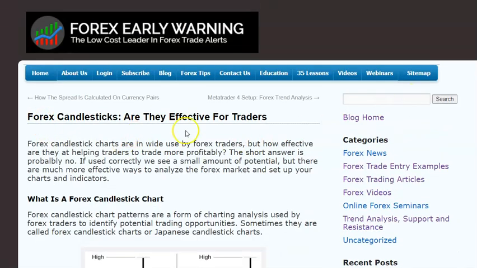So, Forex candlesticks, are they effective? Our answer is no, especially if you attach it to an individual chart. We've got a much better chart setup here using bar charts and a much simpler look on your screen. It makes a lot more logical sense for trading the Forex market and gold.